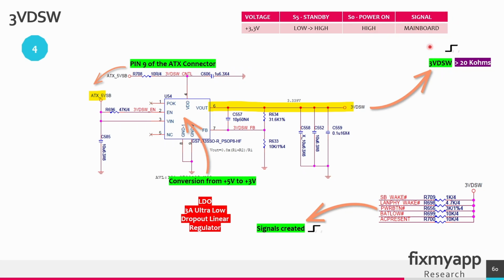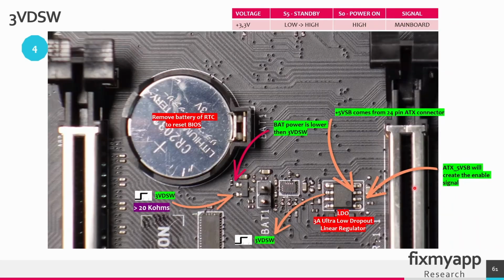This voltage is created on the mainboard. This is the voltage regulator. It will convert 5 volts standby to 3.3 volts. So this voltage rail will go from low to high. This voltage rail will go to the RTC power circuit.